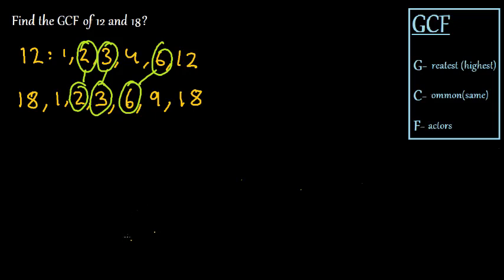Now if we look at the box here, it says we're trying to find the greatest common factor. So now we're just going to list them out. We have 2, we have 3, and we have 6. We know that 6 is greater than the rest of these numbers. Since it says highest common factor, our answer is going to be 6. So the GCF of 12 and 18 is 6.